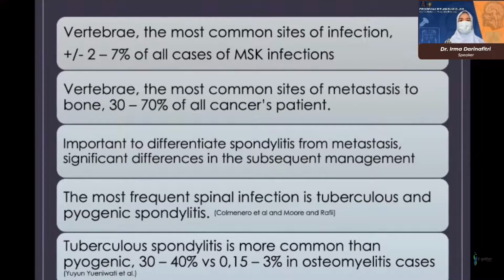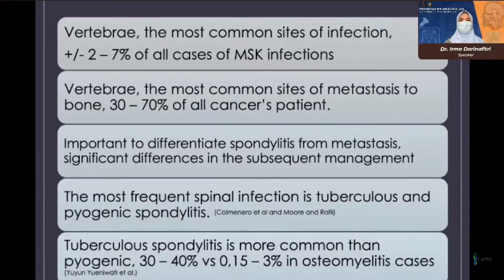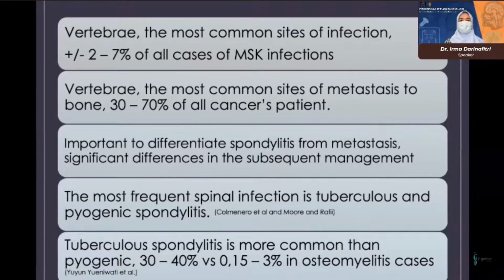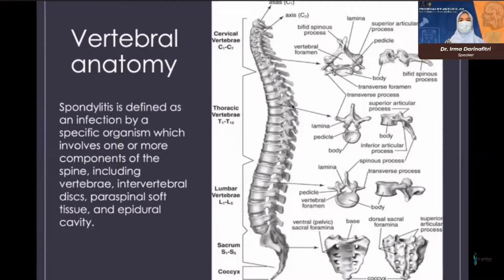It's important to differentiate spondylitis from metastasis because of significant differences in the subsequent management. The most frequent spinal infections are tuberculosis and pyogenic spondylitis. Tuberculous spondylitis is more common than pyogenic, about 30 to 40% versus 0.15 to 3% in osteomyelitis cases. This is the vertebral anatomy, a complex structure divided into 3 columns: anterior, middle, and posterior.